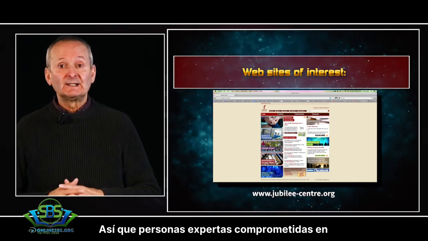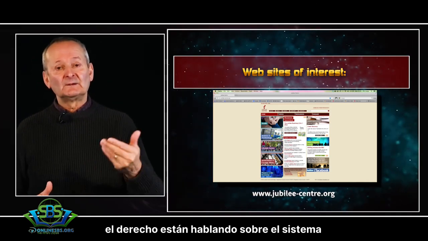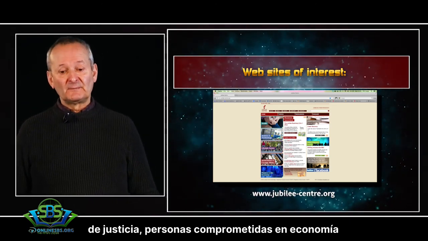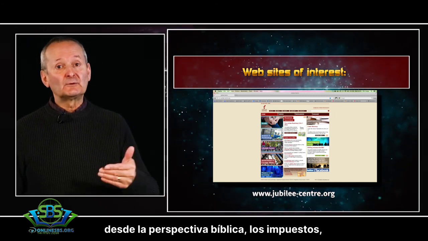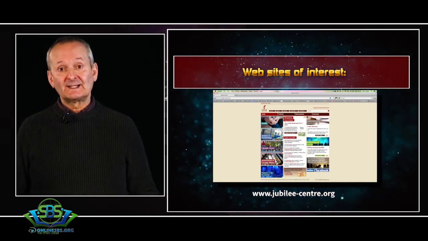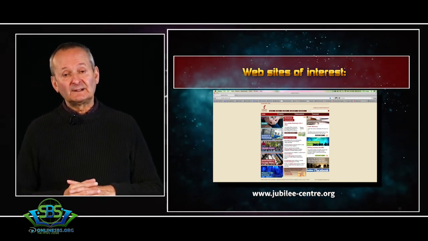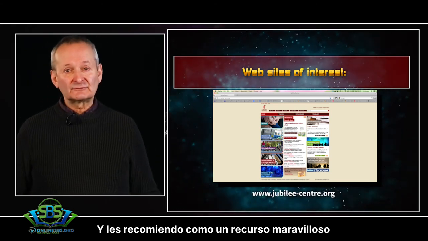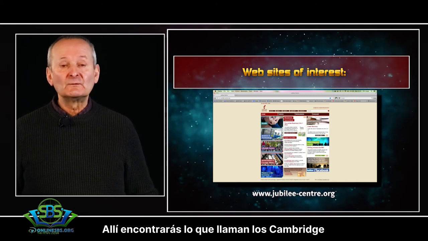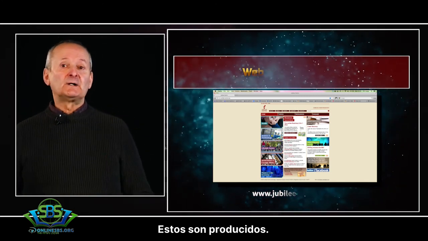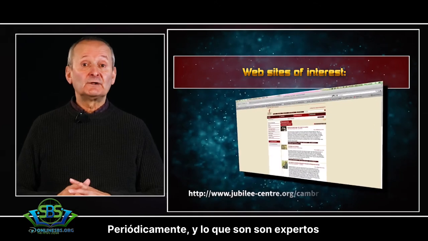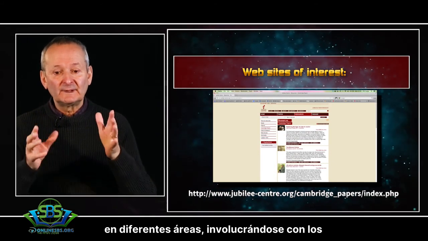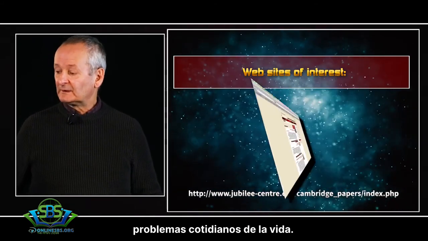People engaged in law are talking about the justice system. People engaged in economics, from the biblical perspective, talk about taxation, etc. People involved in government and the different areas. And I commend it to you as a marvelous resource. There you'll find what they call the Cambridge Papers. These are produced periodically, and they are experts in different areas engaging with the day-to-day issues of life.